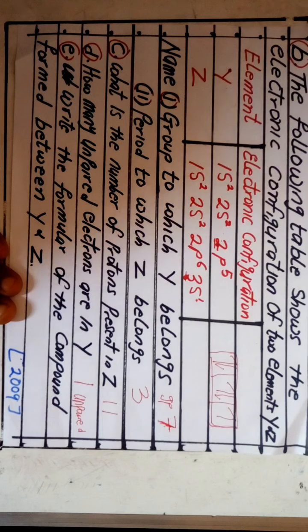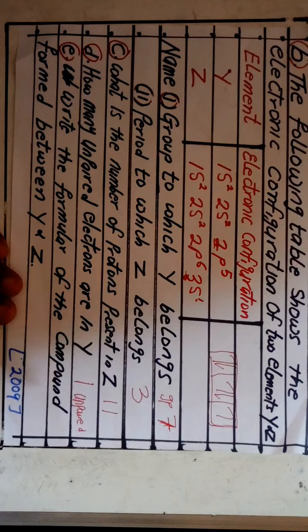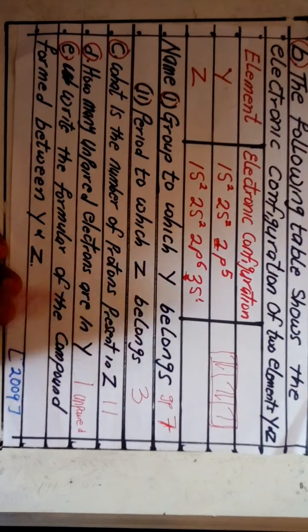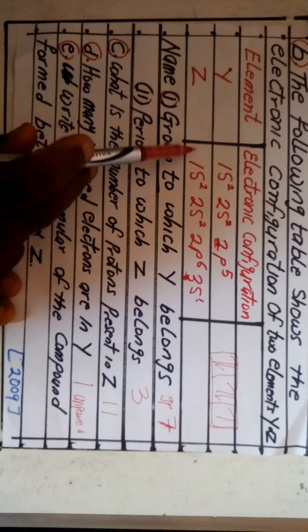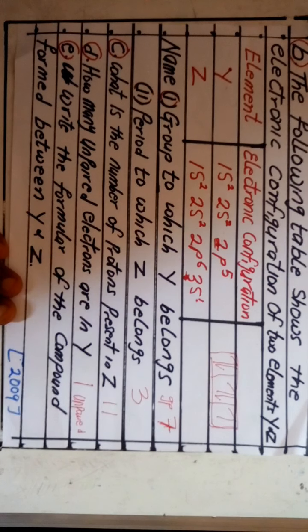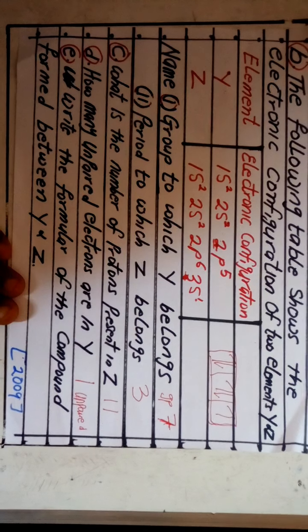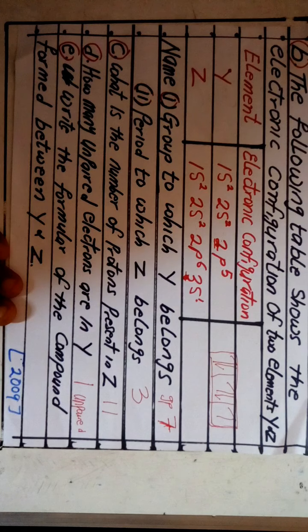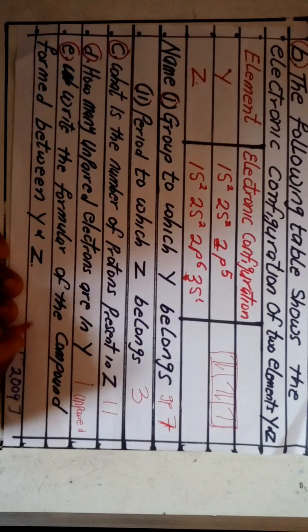Then the next question, write the formula of the compound formed between Y and Z. Remember, Y is fluorine and Z is sodium, and they both have a valency of 1, so what they form will be ZY, which is sodium fluoride, NaF. So Na is Z, F is Y, so it's ZY.